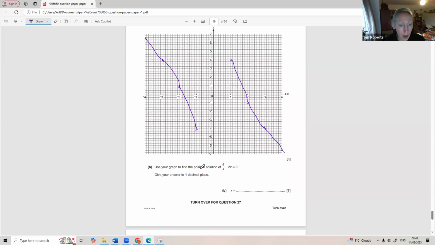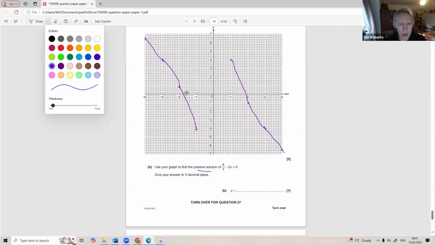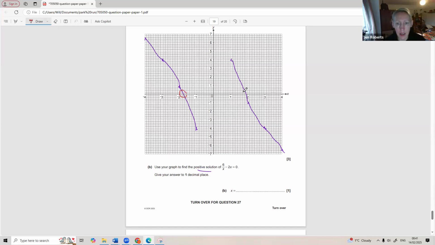Use your graph to find the positive solution of when this graph is equal to 0. When is this graph equal to 0? It's when it crosses the x-axis here and here. But this is a negative solution. We don't want that. We want the positive solution, which is here, which is 1.9 to 1 decimal place.